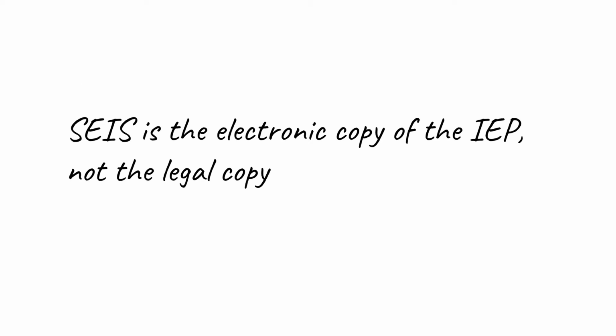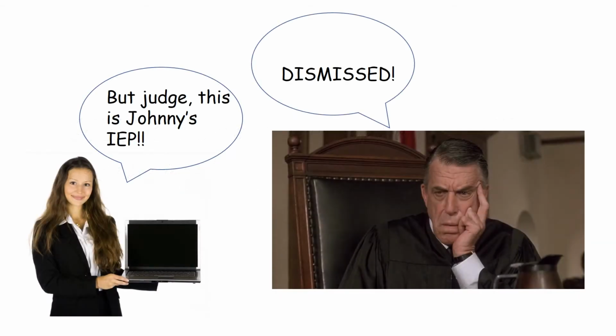SEIS is an electronic copy of the IEP. It is not a legal document. The legal document, signed by participants, is the actual paper copy. However, SEIS should be a perfectly accurate copy of the legal IEP documents. Thus, it is important to have all relevant legal documentation in SEIS, including uploads of important paper documents, such as signature pages.